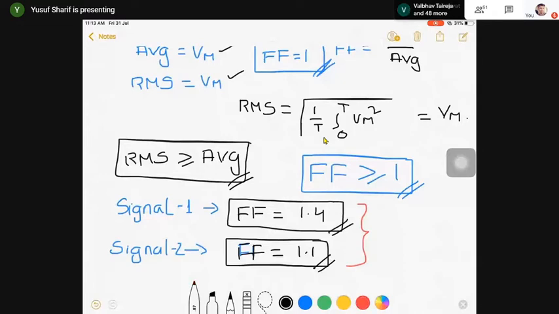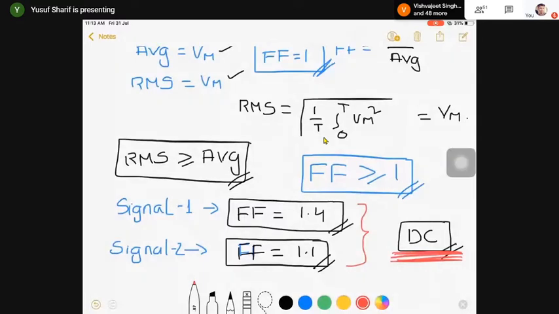I am giving a hint also, because whenever you talk about the rectifier, I expect the result to be close to my pure DC. The result should be close to pure DC, and when it is pure DC the form factor is equivalent to 1. So I need the explanation in terms of pure DC. प्योर डीसी के टर्म्स में आप कैसे कंपेयर कर सकते हो इसको? सर सिग्नल 2, 1 के मुकाबले ज्यादा प्योर है.